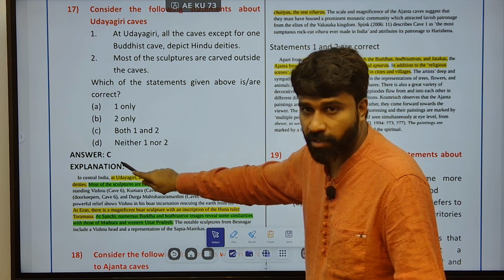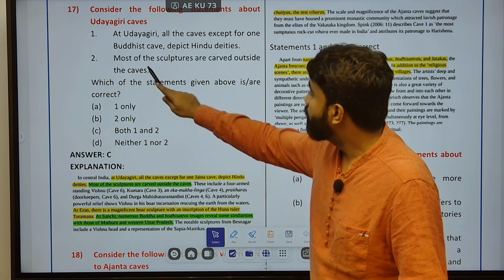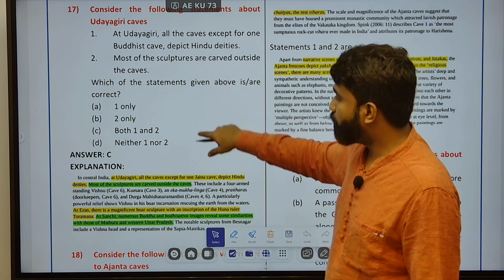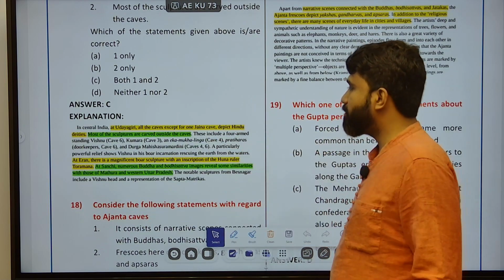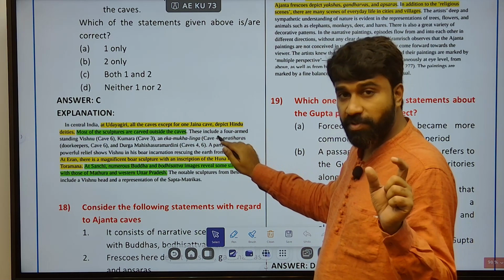This is a typo error. I will remove this one C and consider it as a B1. Okay. Most of the sculptures are carved outside the caves. That is true. Here, about Udaygiri caves, all the caves except one Jain cave. In the explanation part, it is given clearly, except one Jain cave.